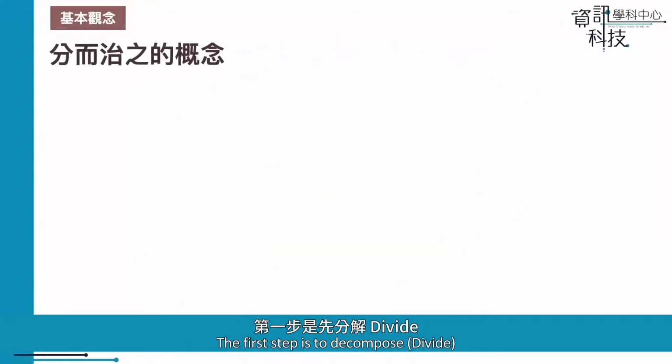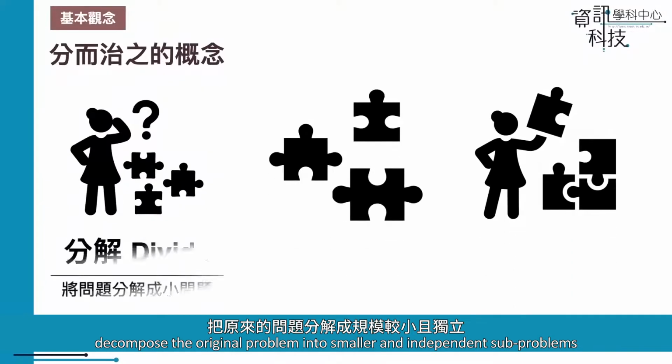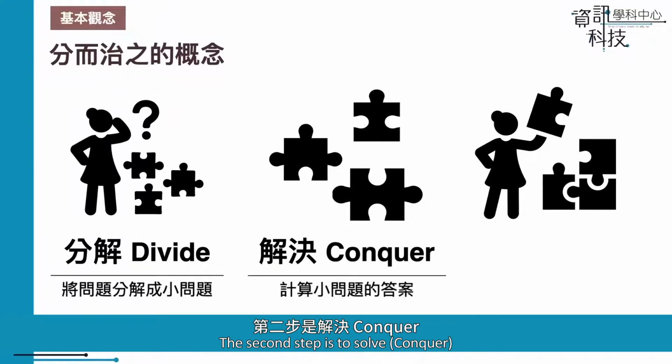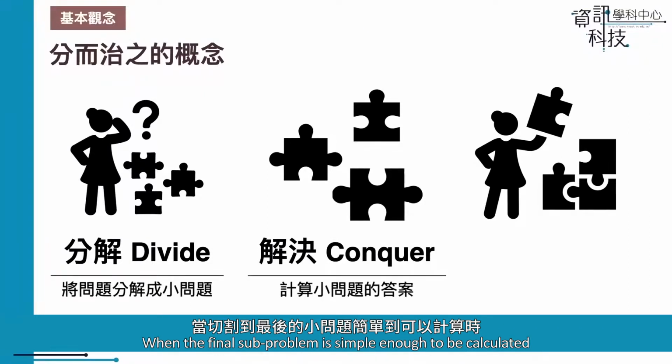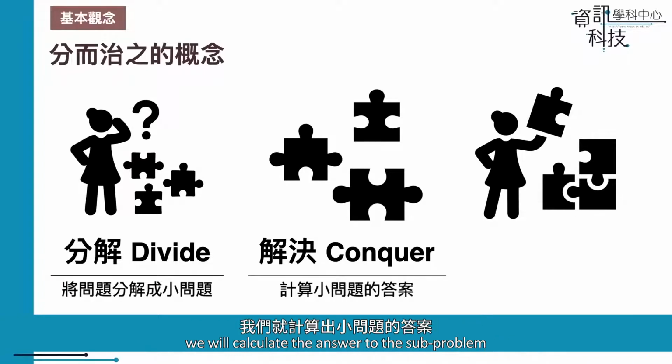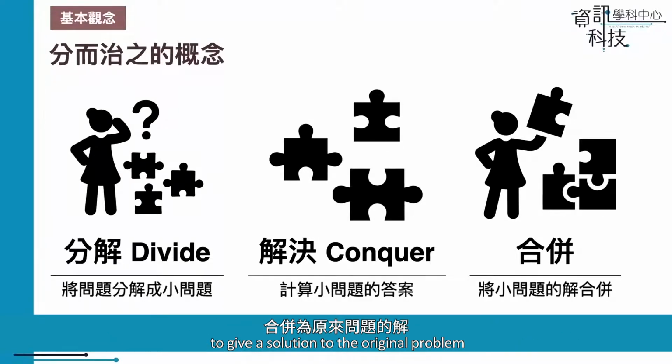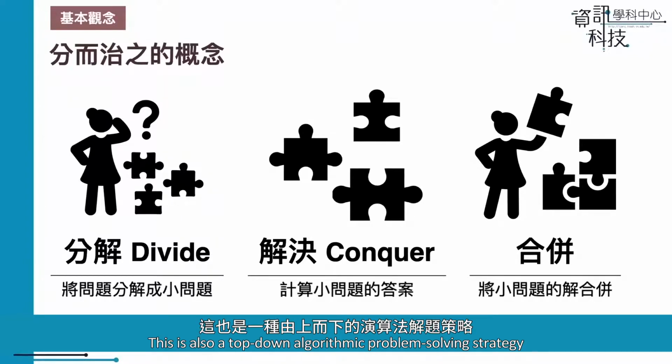The first step is to divide the original problem into smaller and independent subproblems of the same type as the original problem. The second step is to solve, or conquer. When the final subproblem is simple enough to be calculated, we will calculate the answer to the subproblem. The last step is to compose, that is, to compose the solutions of each subproblem to give a solution to the original problem. This is also a top-down algorithm problem-solving strategy.